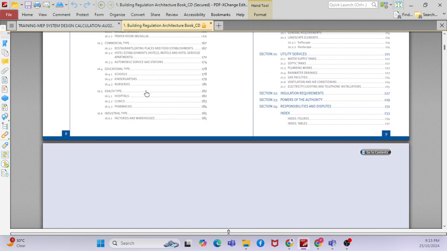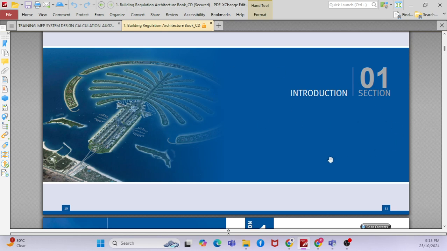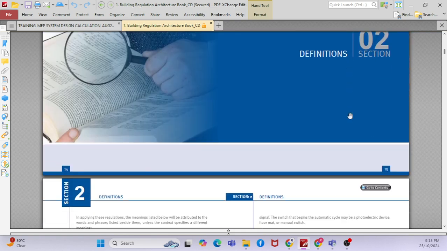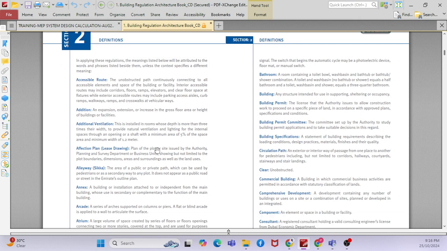All these details are given in this particular architectural guideline. Go through the pictures to get understanding, and see the introduction. Don't read it completely; read only whatever you want to read, because if you read 800 pages you will not finish it. You can go to the particular guideline, the definitions, and read these headings: accessible route, additional ventilation. If you want to know only a particular subject, you can read that, but don't read everything.